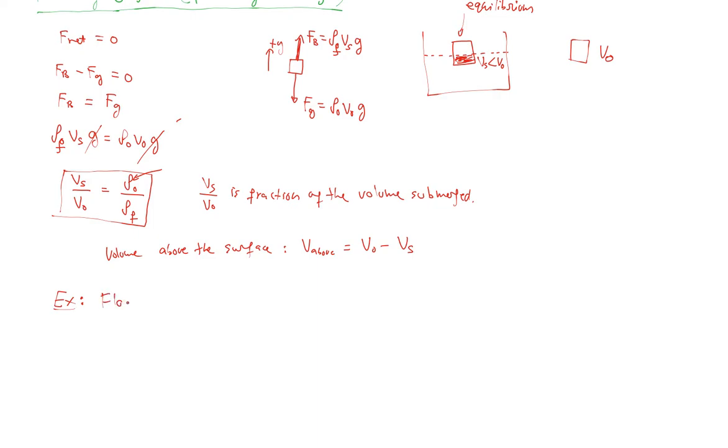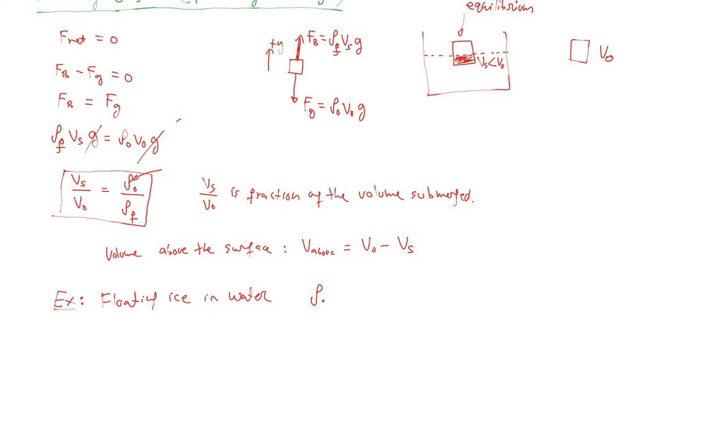Floating ice in water. Floating ice at the surface of the water. Or you can think this is ice, a frozen lake at the top, and there's some ice floating. And let's see what percent of ice is underneath the water and what percent of its volume is above the surface of water.